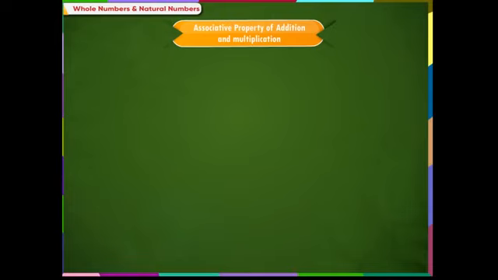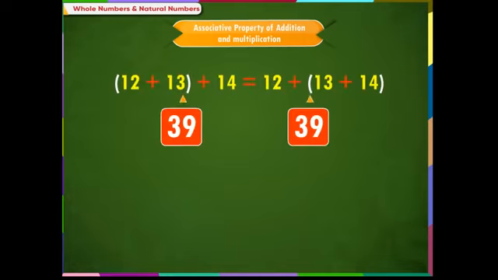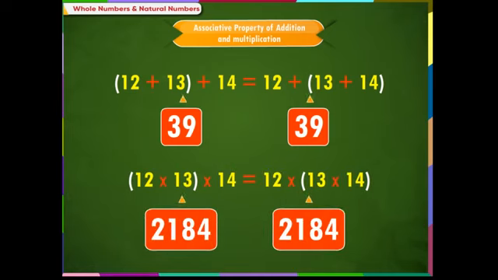Associative property of addition and multiplication. If 3 whole numbers are to be added, the sum will be the same even if the order of the numbers is changed. Similarly, if 3 whole numbers are to be multiplied, the product will be the same even if the order of numbers is changed. Thus, associative property of addition and multiplication holds true for whole numbers.